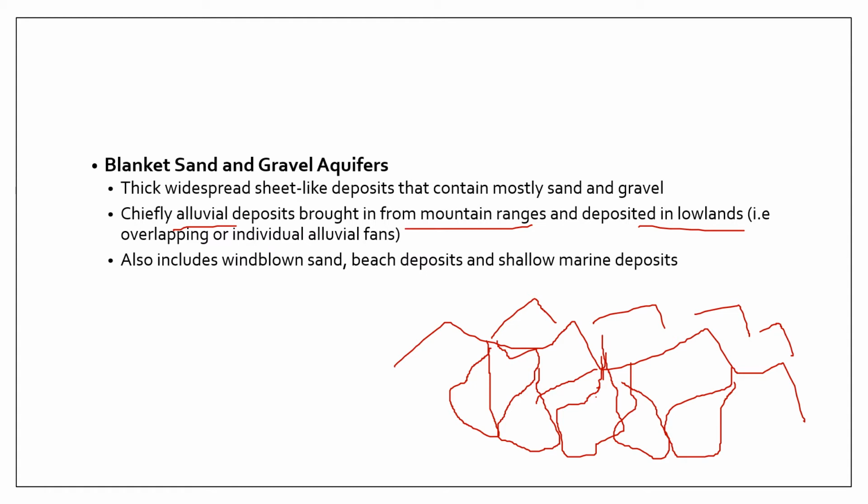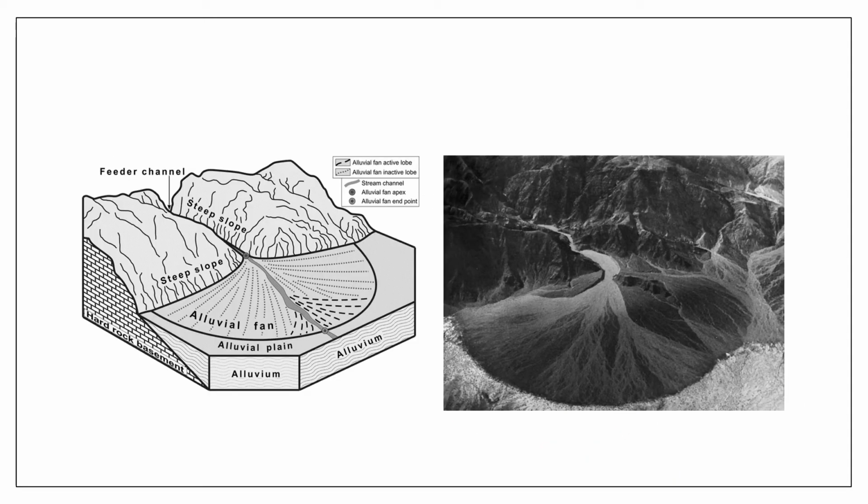And this can form a series of aquifers, although you can also have a single alluvial fan comprising one blanket sand and gravel aquifer. So this aquifer can be comprised of a single alluvial fan or multiple overlapping alluvial fans. This is just a block diagram of an alluvial fan, and an aerial photo.